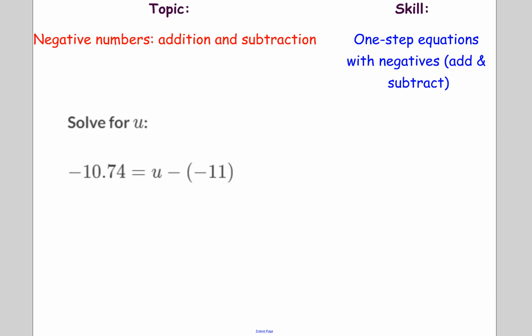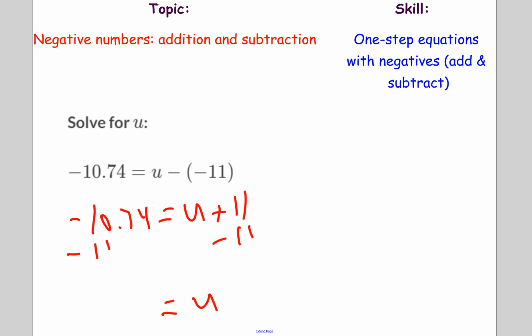Okay, so negative 10.74 equals u minus negative 11. Uh-oh, double negative, don't want that, so I'm going to do negative 10.74 equals u minus negative 11 becomes u plus 11. Okay? So now my goal is to get u by itself. So I'm going to subtract 11 from both sides.